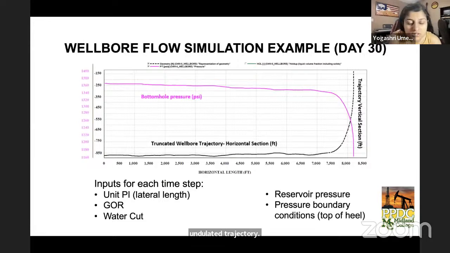We use the simulator Olga. So for those of you in offshore applications, you've used Olga. This is a wellbore flow simulation example at day 30. You'll notice that there's a wellbore trajectory and the flowing bottom hole pressure changes over time. The inputs at each time step are the PI, GOR, and water cut, reservoir pressure, and the pressure boundary conditions, which is at the top of the heel.